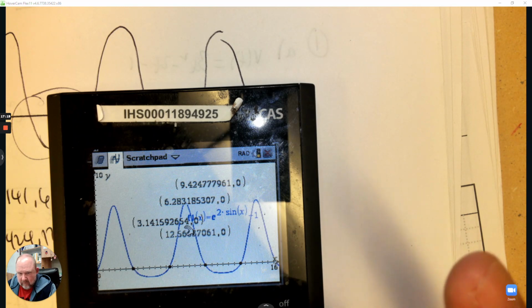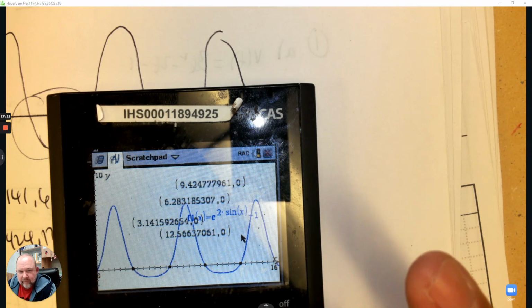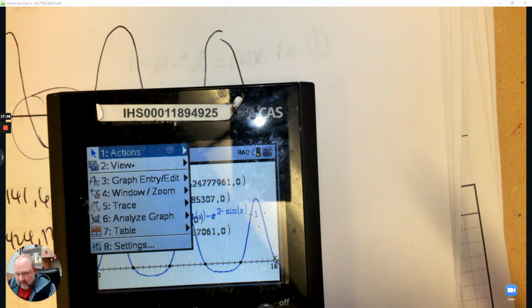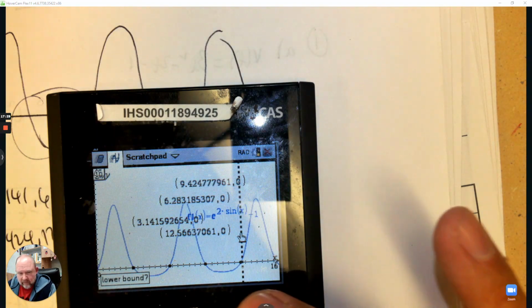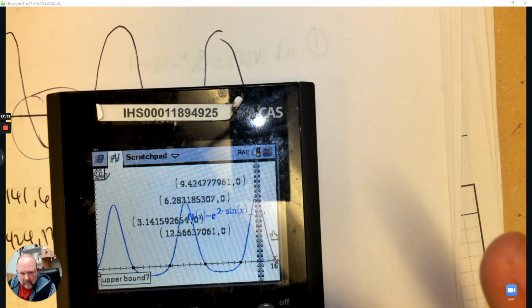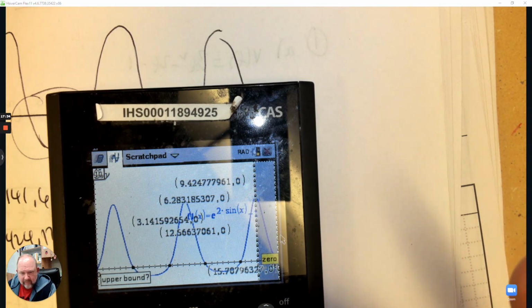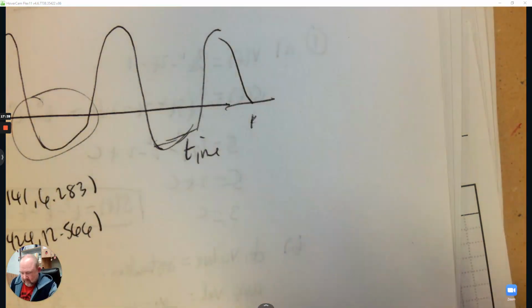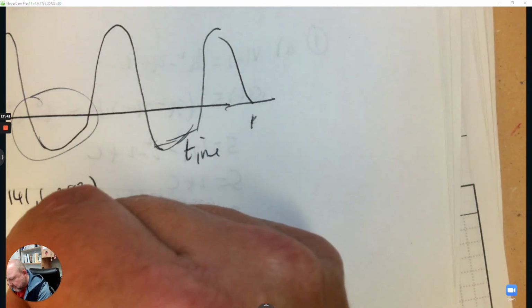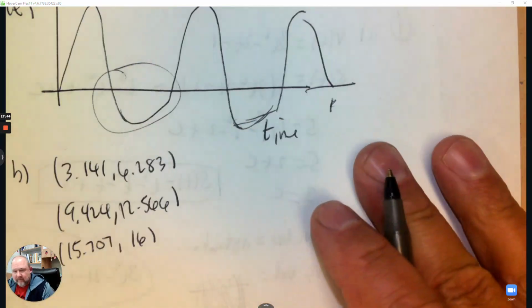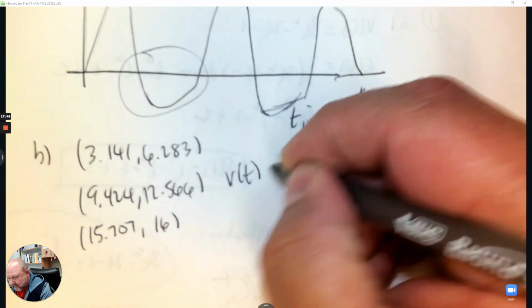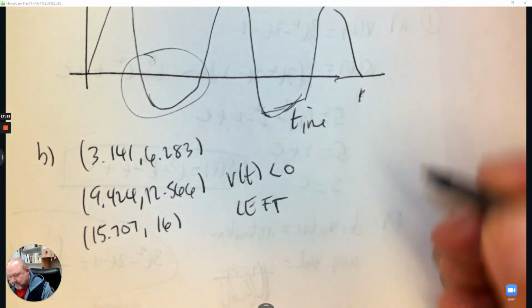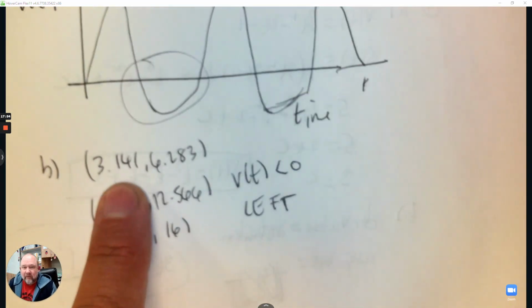So when is it moving to the left again? Press menu, go analyze and zero. See if we can find the last one. It's right at the end here. See that one there? That's 15.707. So 15.707 to 16. So we know the velocity is less than 0. That means it's moving to the left. So that is the reason. In these intervals, it's less than 0, and that's when the particle is moving to the left.